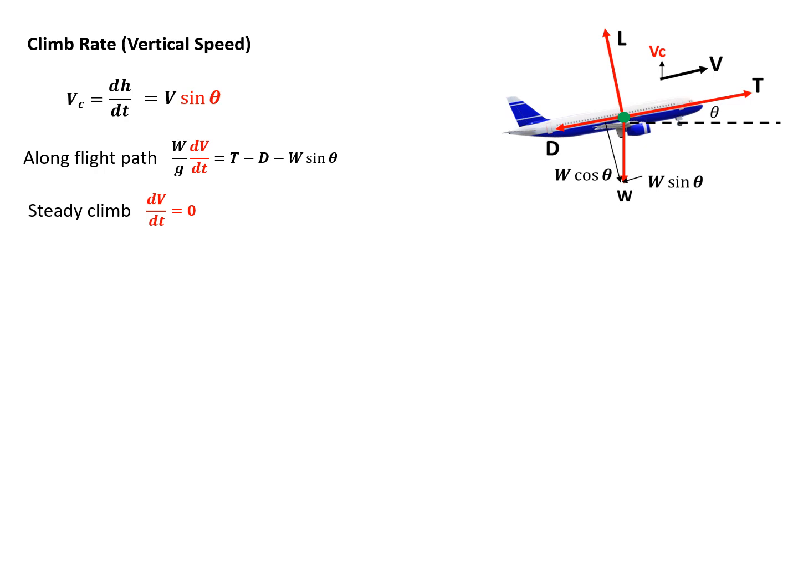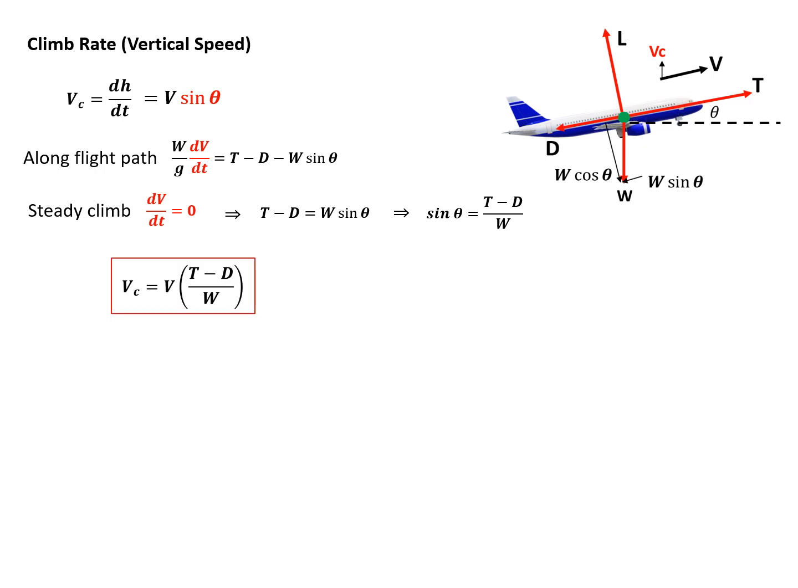If we assume it's a steady climb, which means dV over dt is 0, then we can simplify the second law along the flight path. It becomes T minus D equals W times sine theta. And we can further write sine theta explicitly as T minus D divided by W. Okay, now what we can do is plug sine theta into the Vc equation. It becomes V times (T minus D) divided by W.